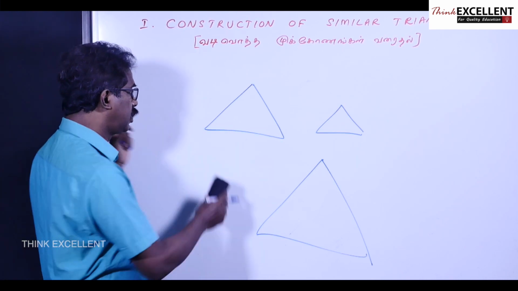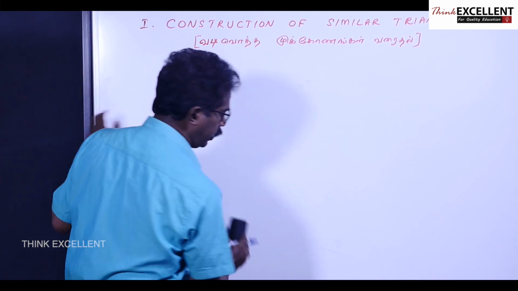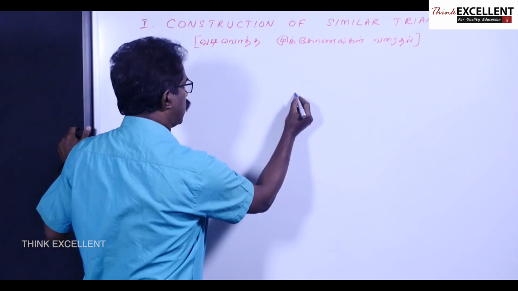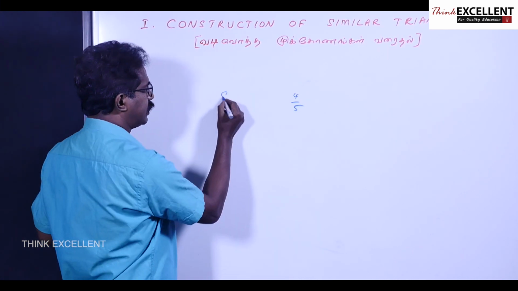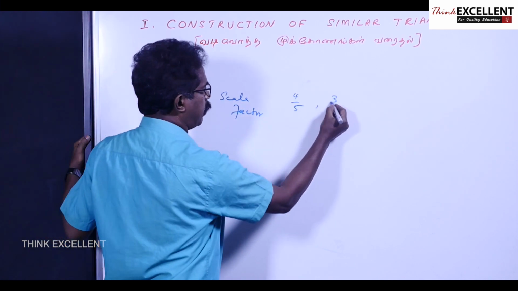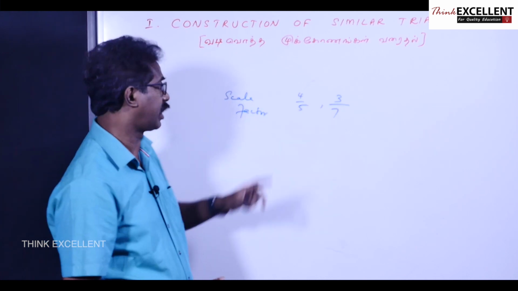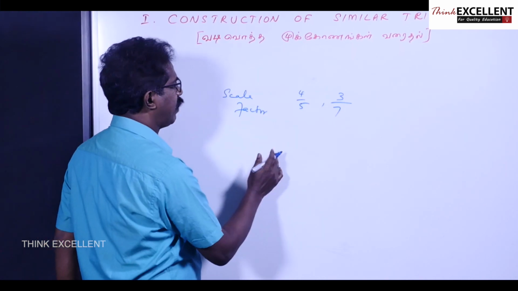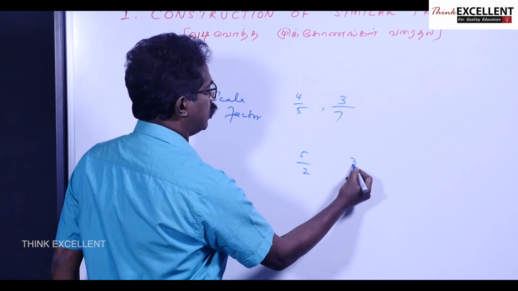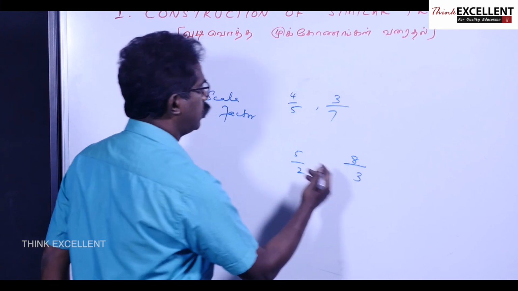There are two types we have. In one case, the scale factor is given, suppose 4 by 5, or 3 by 7, something like that. Here the numerator is smaller, a proper fraction. Another type of scale factor has the numerator bigger, so 5 by 2 or 8 by 3. So these are the types of cases.